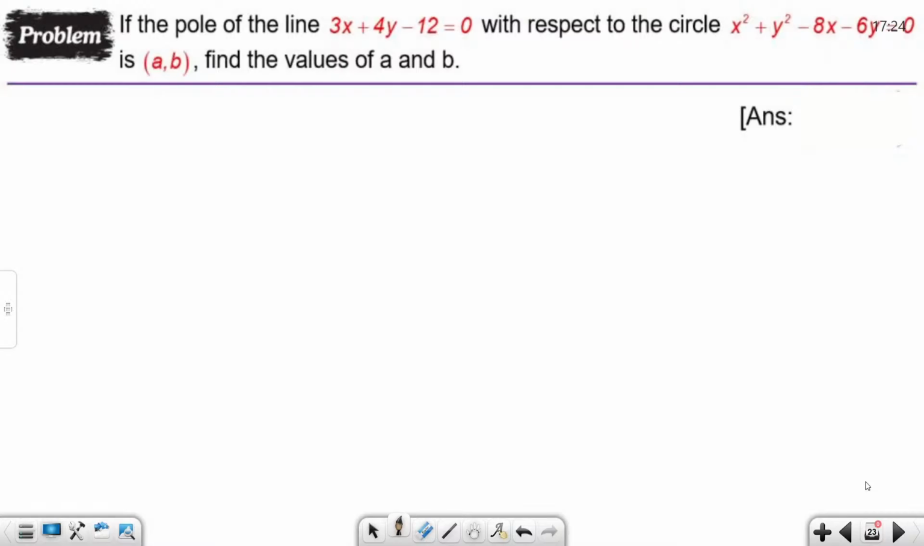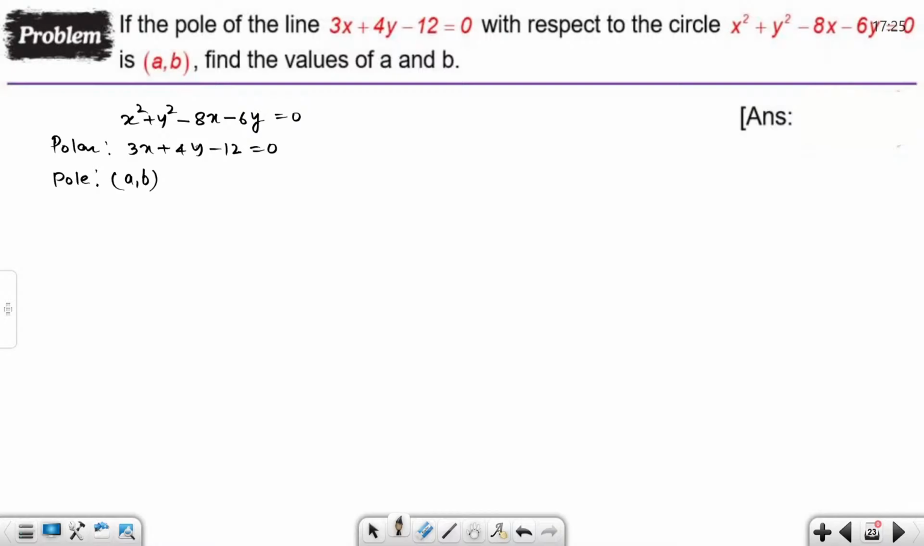If the pole of the line with respect to this circle, what is the circle? x squared plus y squared minus 8x minus 6y equals 0. This is the equation of the circle, and the equation of the polar is 3x plus 4y minus 12 equals 0. Yes or no? Now the pole given is a comma b. This is my polar and this is the pole. So we have to find the values of a and b.